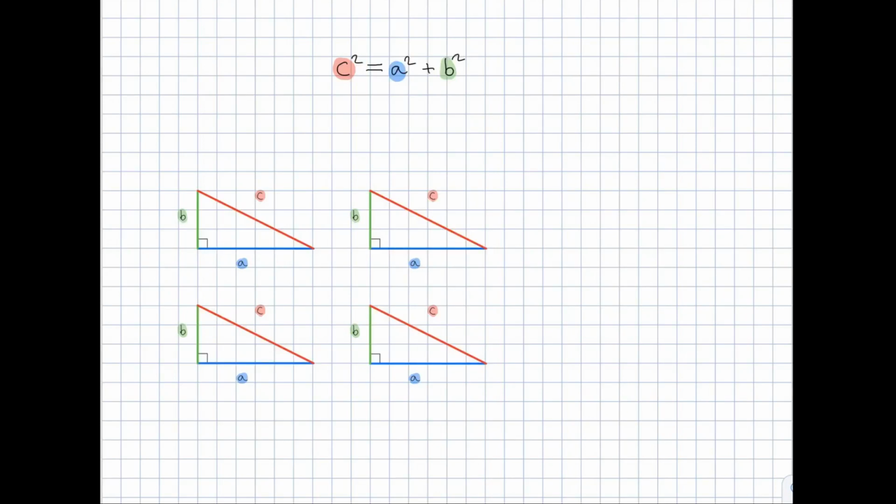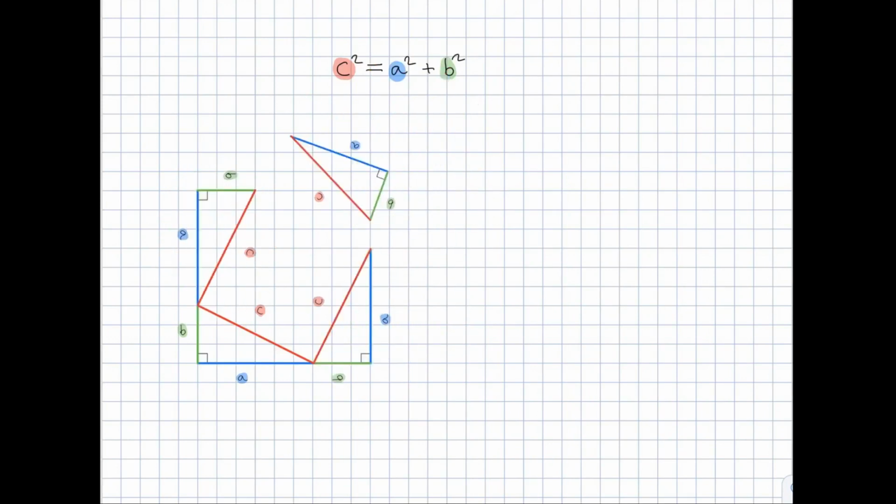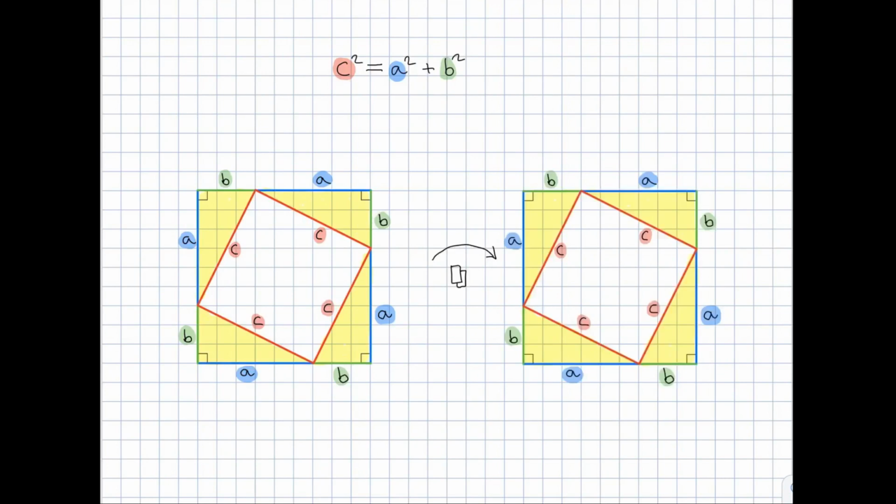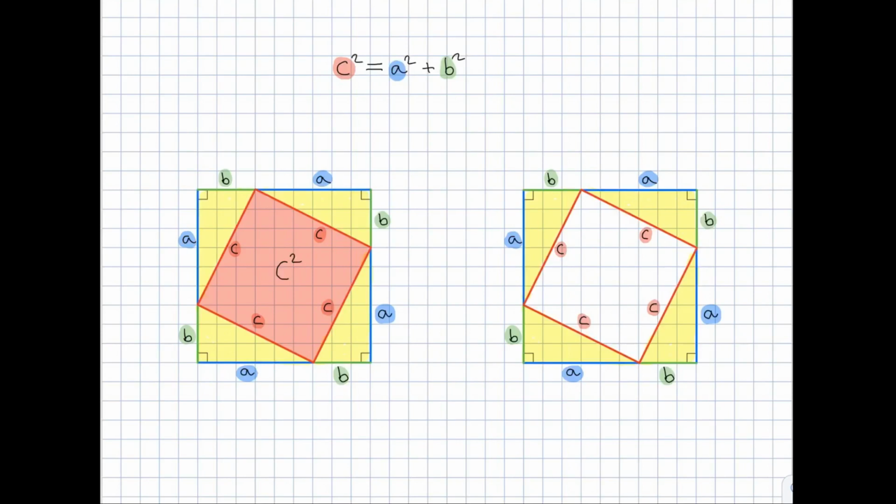Now we move these triangles in such a way that they form a square with a side length of A plus B. Now we copy this geometric figure. The reason for this will soon be apparent. If we take a look at the left figure, we see that the area of the inner square is C squared, because all of its sides are of length C.